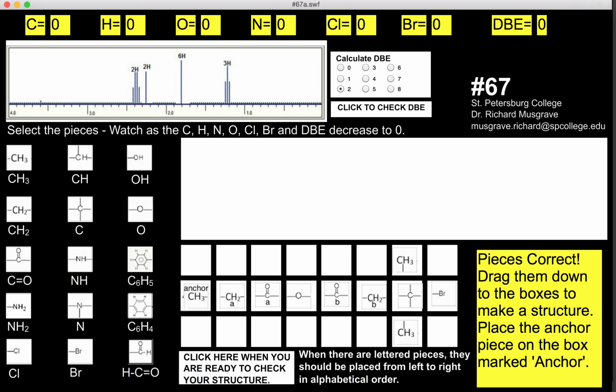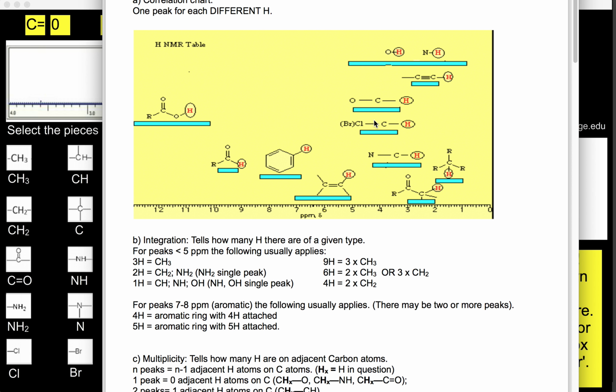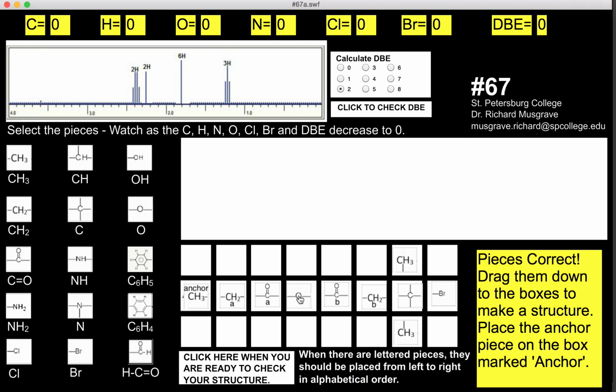The other thing, if you look at the correlation chart, is that anything that's connected to an oxygen is usually going to be around 4 ppm. So that would indicate that this oxygen can't be next to this CH2 or next to this CH2, which is why I've put it between these 2 C double bond O groups. So this here will be pretty much the only structure I can come up with that will make all of these shifts make any sense.